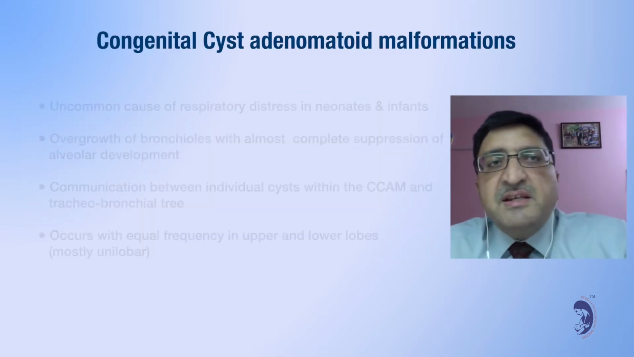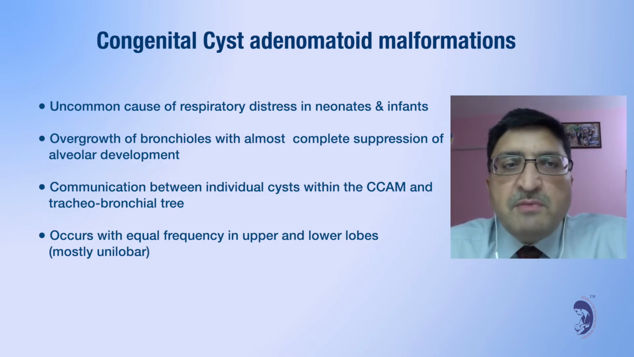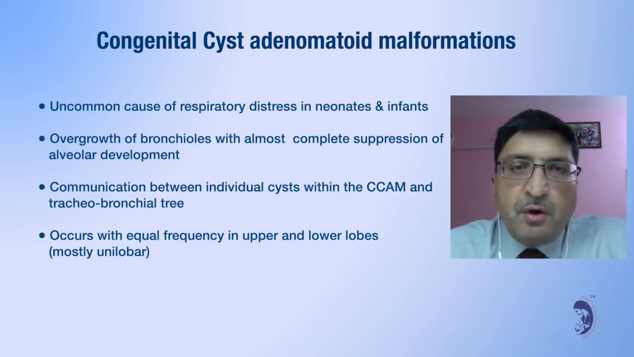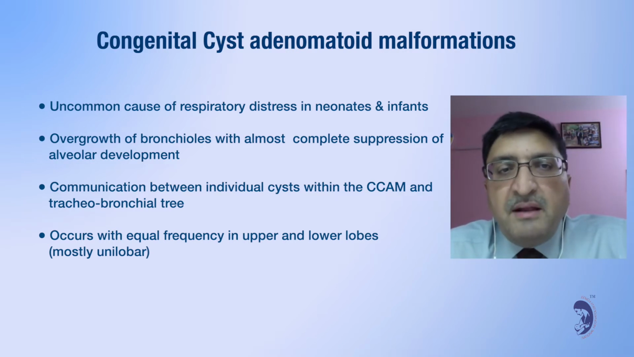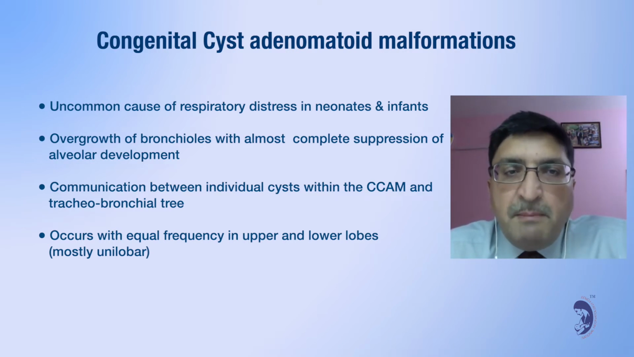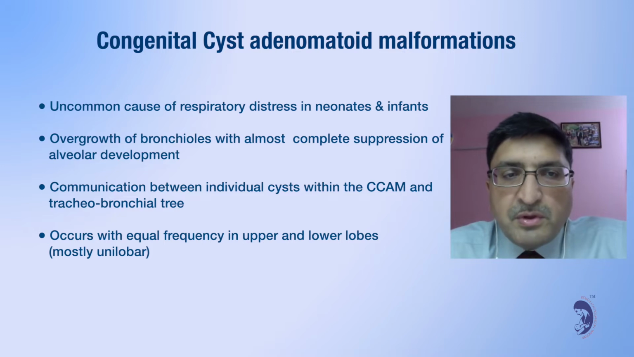Coming next is congenital cystic adenomatoid malformations. These are uncommon causes of respiratory distress in neonates and infants. It's caused by overgrowth of the bronchioles with almost complete suppression of the alveolar development. The communication between the individual cysts within the CCAM and the tracheobronchial tree may be present. CCAM occurs with equal frequency in the upper and the lower lobes. However, it is mostly unilobular.